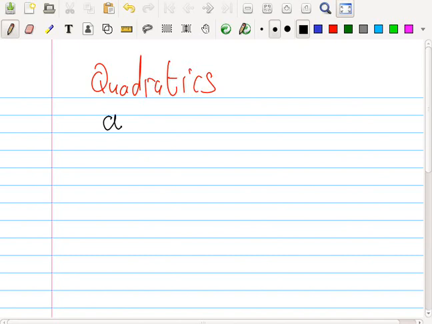A quadratic equation is an equation like this. Although I do have to say one thing about one of these constants. It's important to say a is not 0. Because if a was 0, you wouldn't really have a quadratic, would you? What would you have? Linear.